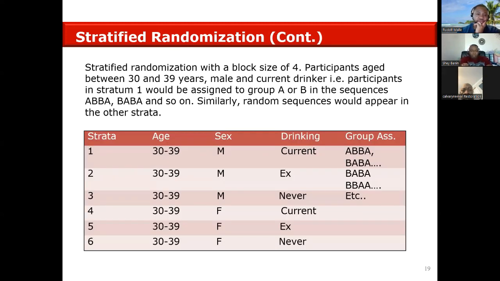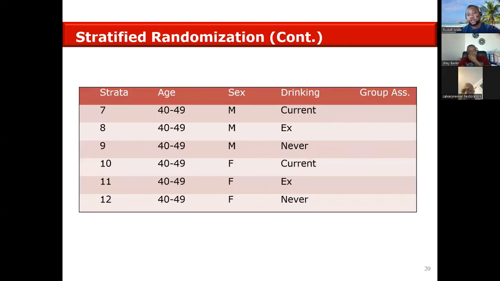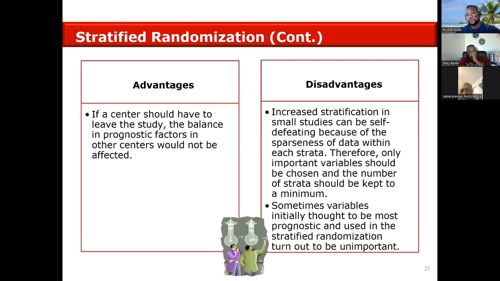So these are an example of what I was just talking about: 30 to 39 male current drinker, 30 to 39 male ex-drinker, 30 to 39 male never drank. Then you have the same thing apply for female. Then you go all the way to the other subjects, all the way to 18.